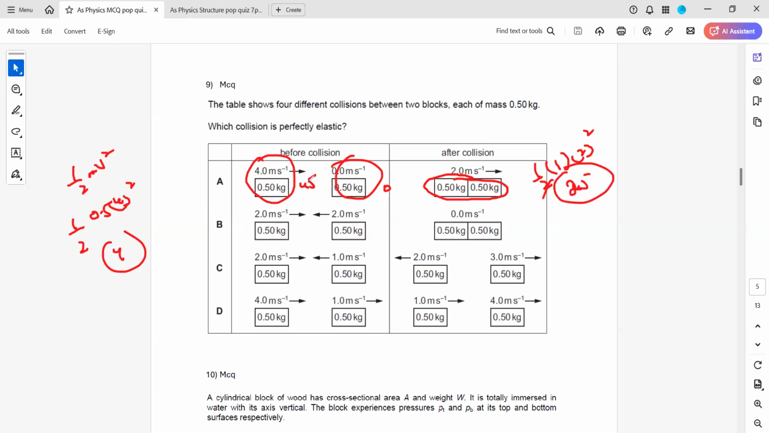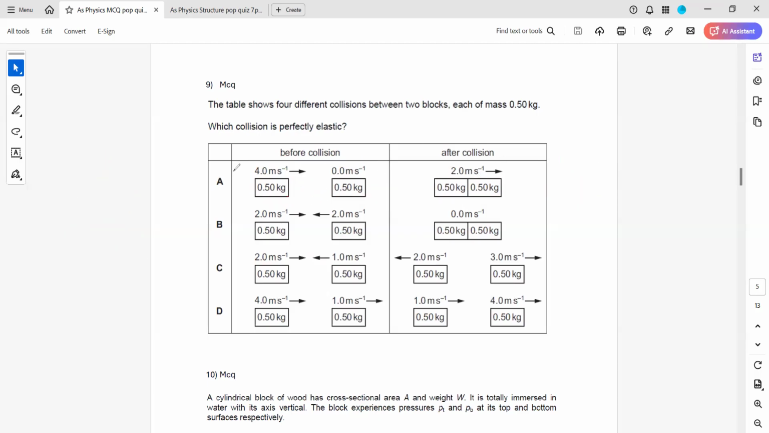So it means the kinetic energy is not conserved. The total kinetic energy before was 4 and the total kinetic energy after is 2. So it means momentum was conserved, but the kinetic energy is not conserved. So it cannot be A.